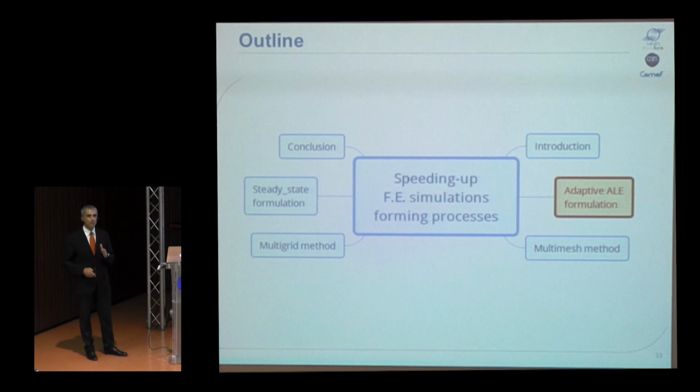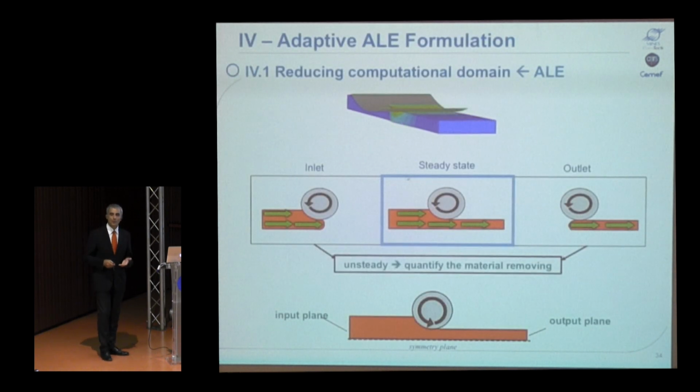Okay, so there is another family of problems for which we can develop some numerical methods to reduce computational time, which I would call quasi-steady problems. So this is a case of rolling. When you do rolling, most of the time you have the beginning of rolling, you start rolling your sheet, and then you have the end of rolling. And most of the time we are mainly interested in the quasi-steady state of the process. So we can reduce the computational time by reducing the computational domain and by just studying what occurs between the rolls.